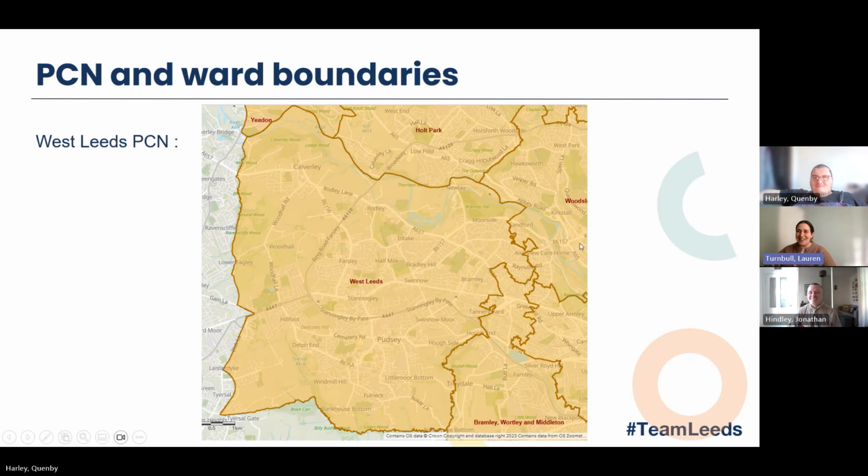Thanks. So we're going to start off looking at a map of West Leeds PCN. What John just showed was West Leeds as well. So this is what the footprint of West Leeds PCN looks like. It's quite a big footprint. For people familiar with this part of the city, it stretches all the way from parts of Bramley over to where Leeds and Bradford meet, and all the way up to the edge of Eden. So it's quite a broad area.